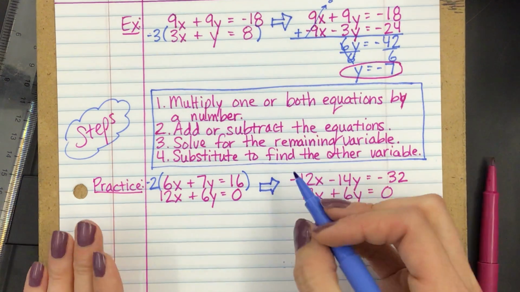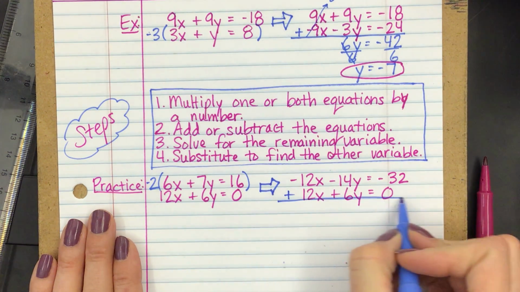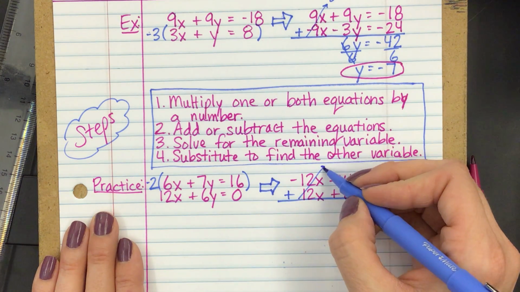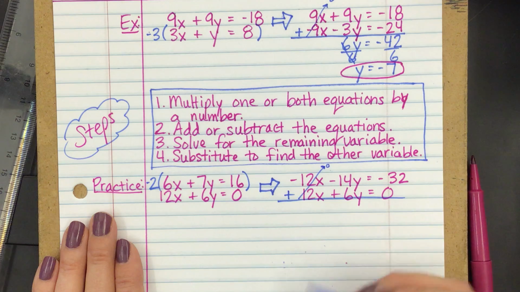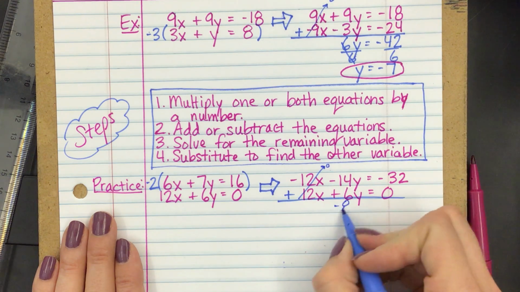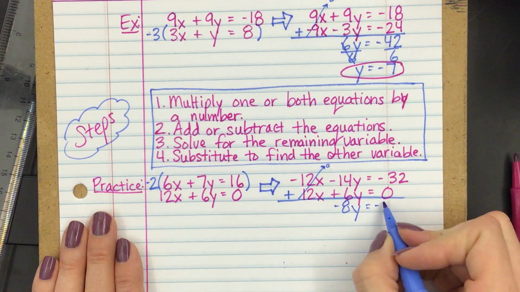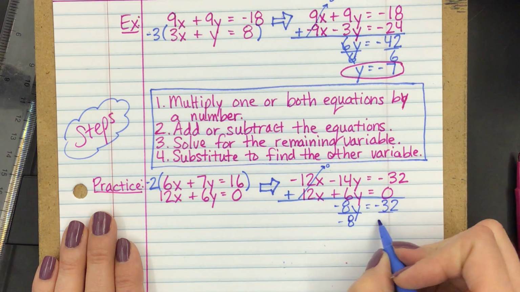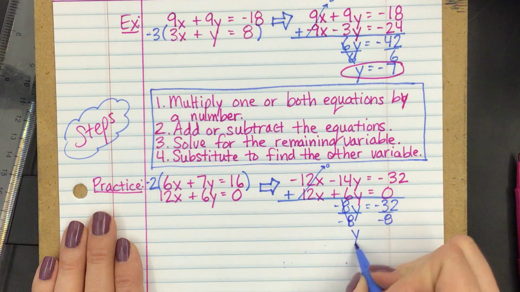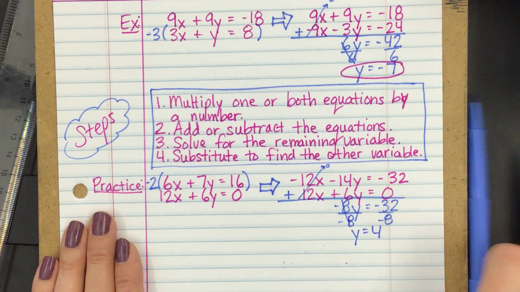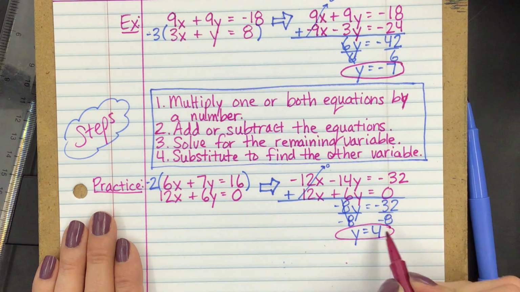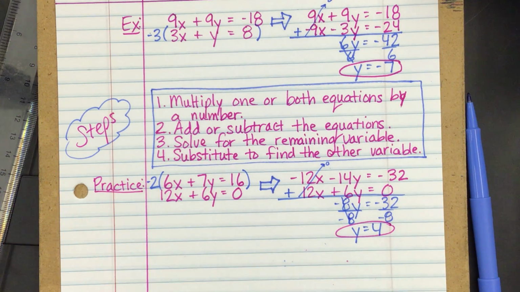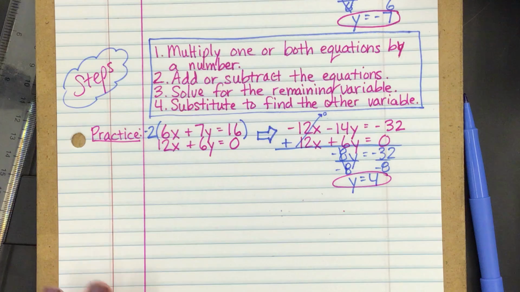I'm just putting the work down so it's in my notes. Okay, so -12x plus 12x has a value of 0, so the x's are eliminated. And then we have -8y is equal to -32. Divide both sides by -8, and you get y is equal to 4. Now, when you're doing your homework, you'll actually have to plug that y in to find your x so that you have an ordered pair. But for now, that's fine because it's a lot to have in your notes.